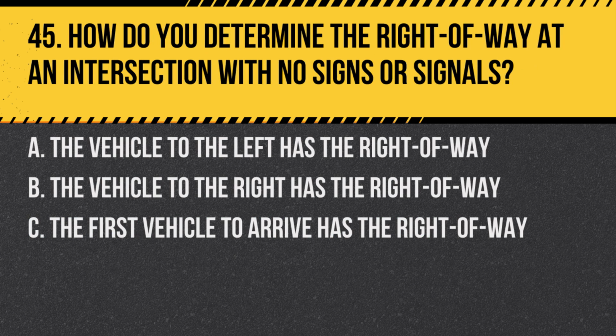Question 45. How do you determine the right-of-way at an intersection with no signs or signals? A. The vehicle to the left has the right-of-way. B. The vehicle to the right has the right-of-way. C. The first vehicle to arrive has the right-of-way. Answer. B. The vehicle to the right has the right-of-way. At an intersection with no signs or signals, the right-of-way is given to the vehicle on the right.